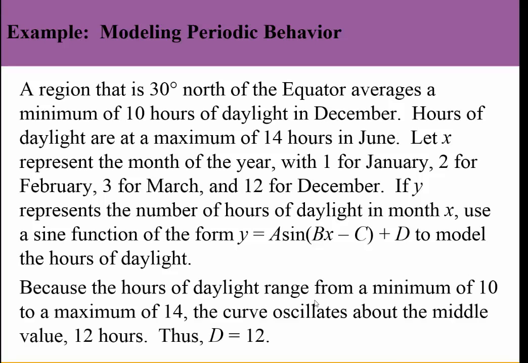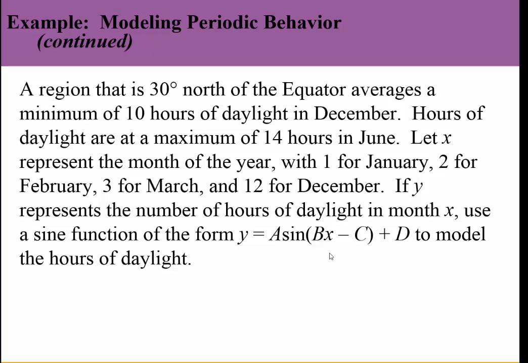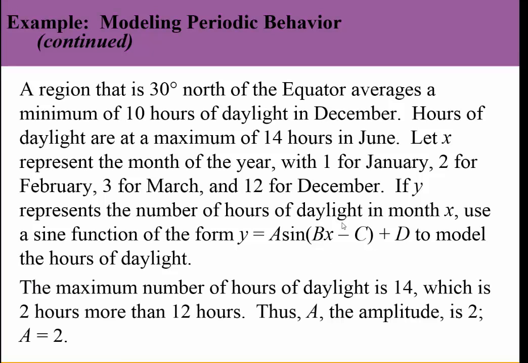Because the hours of daylight range from a minimum of 10 to a maximum of 14 here, the curve oscillates about the middle value, 12 hours, so we're going to call D 12 here. So we'll see if we can make this make sense in a real world problem. All right, now there's the problem again. It says the maximum number of hours of daylight is 14, which is 2 hours more than 12 hours. Thus, I would call the amplitude in this one 2. So we're going to say A is 2.